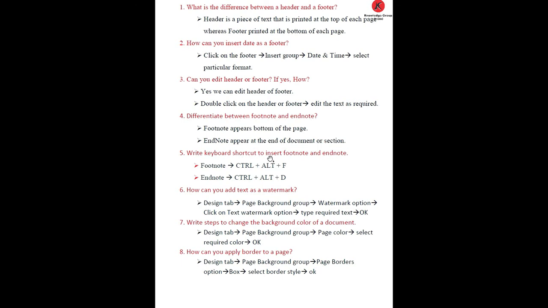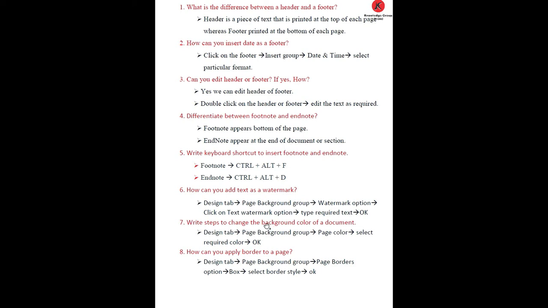Write the keyboard shortcut to insert footnote and endnote. For the footnote, Ctrl Alt F, and for the endnote, Ctrl Alt D. Can you edit text as a watermark? So to edit text as a watermark, go to the Design tab, click on the Page Background group, click on the Watermark option. Now click on the text watermark option and type the required text and press OK.